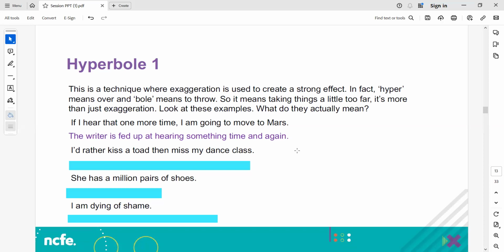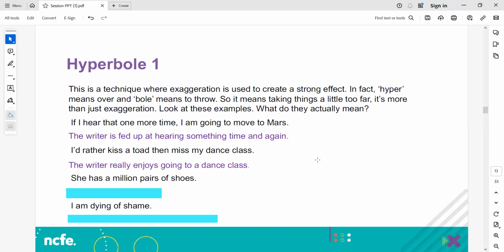I'd rather kiss a toad than miss my dance class. So would the person actually want to kiss a toad? No. So it means they don't want to miss the dance class. They'd rather do something that's really horrible than miss the dance class.